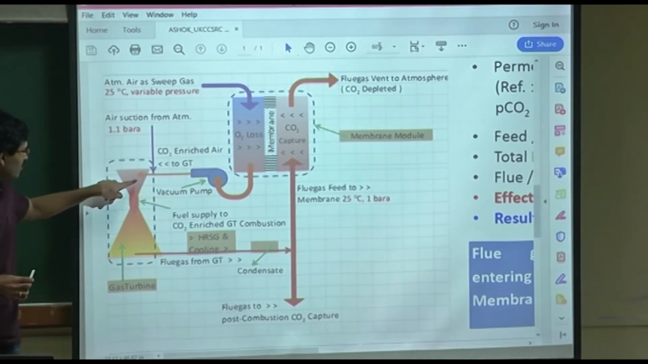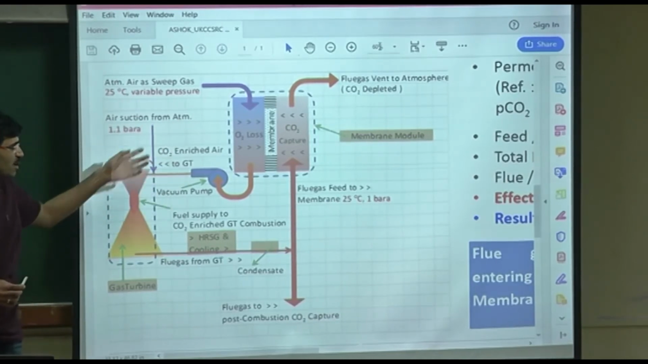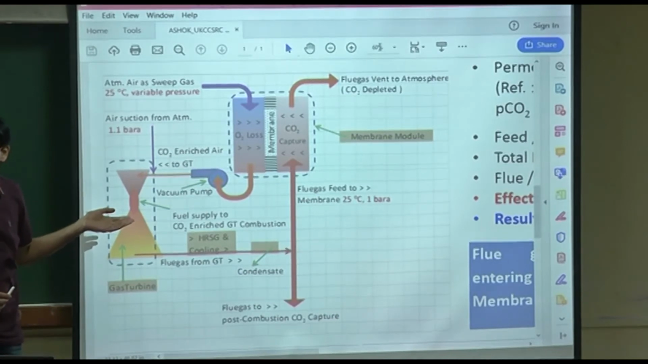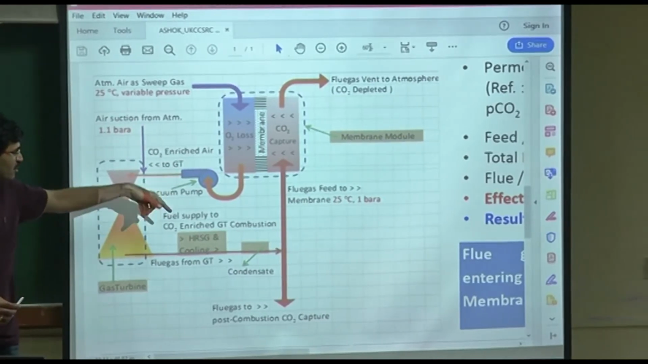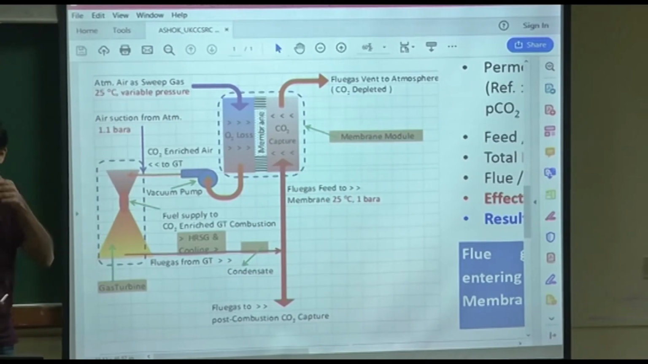And then it goes, basically, the pressure gradient has to be maintained here. So the power consumption of the vacuum pump has also been estimated and shown in this graph and all.